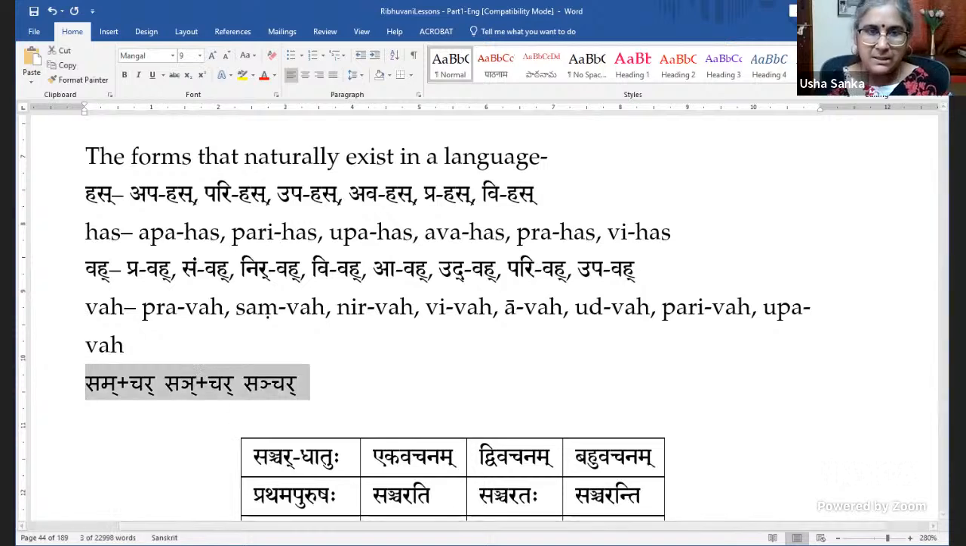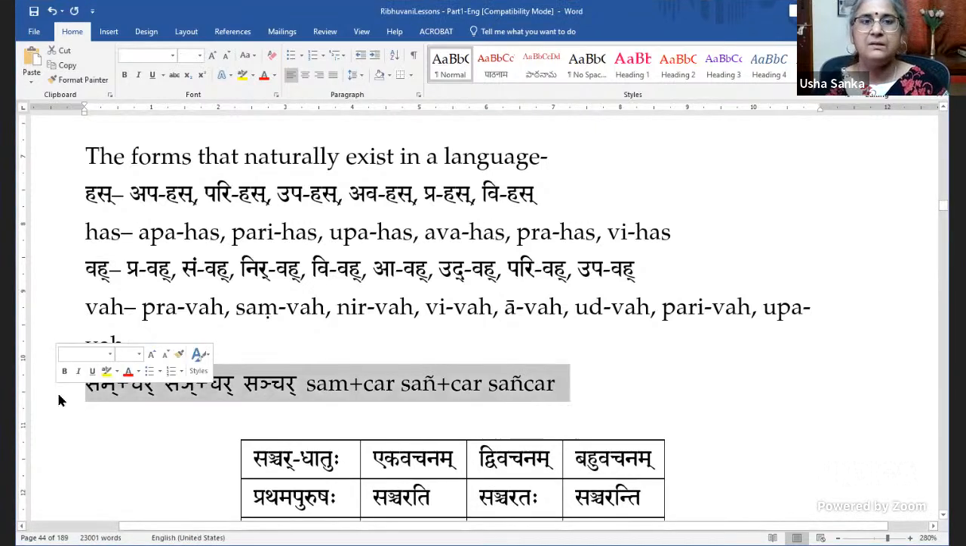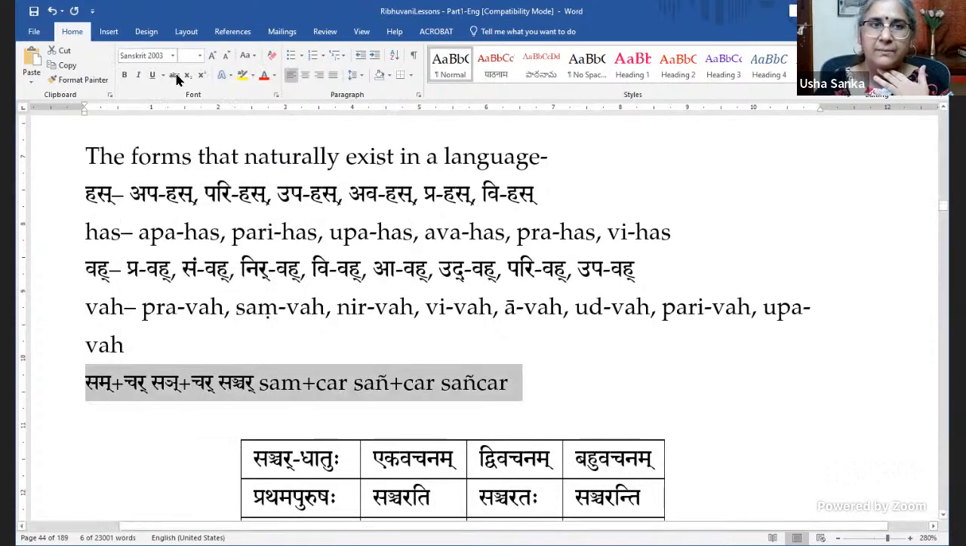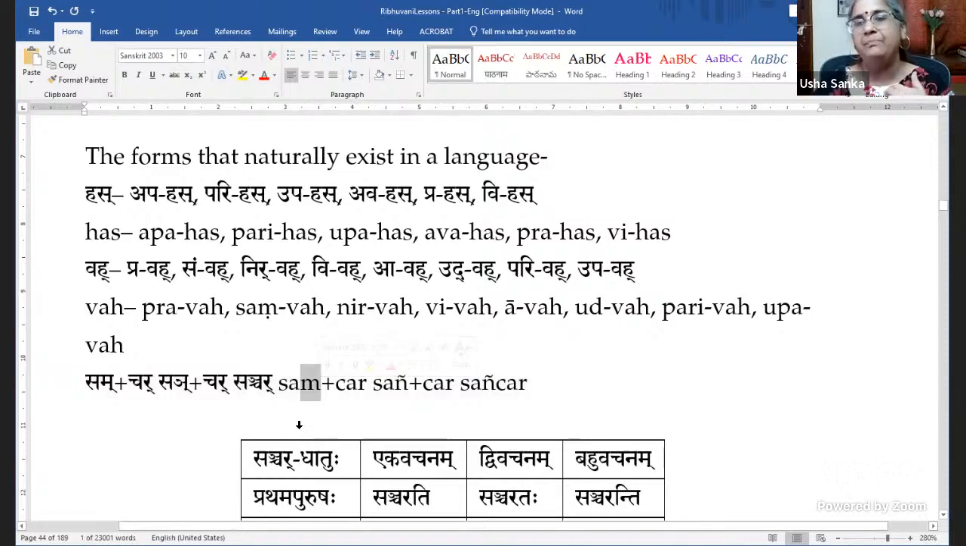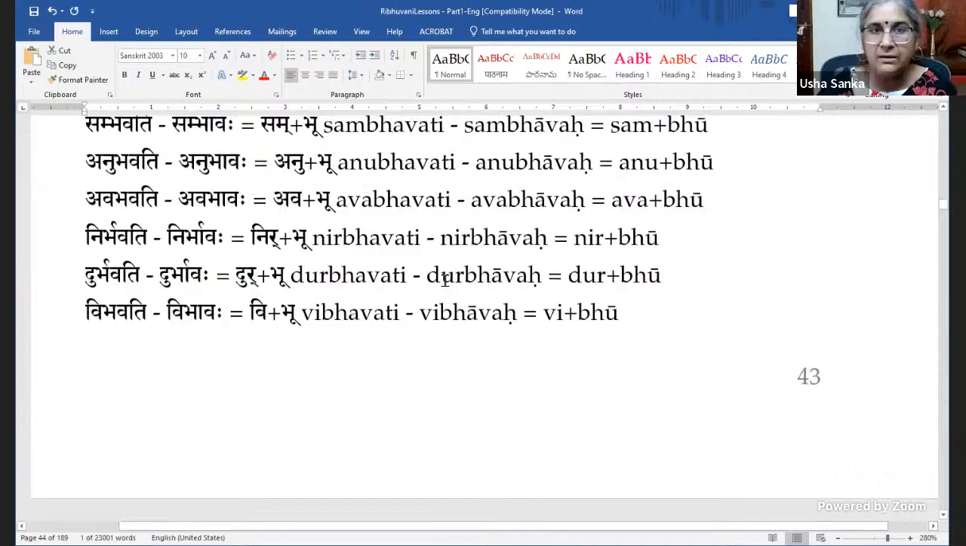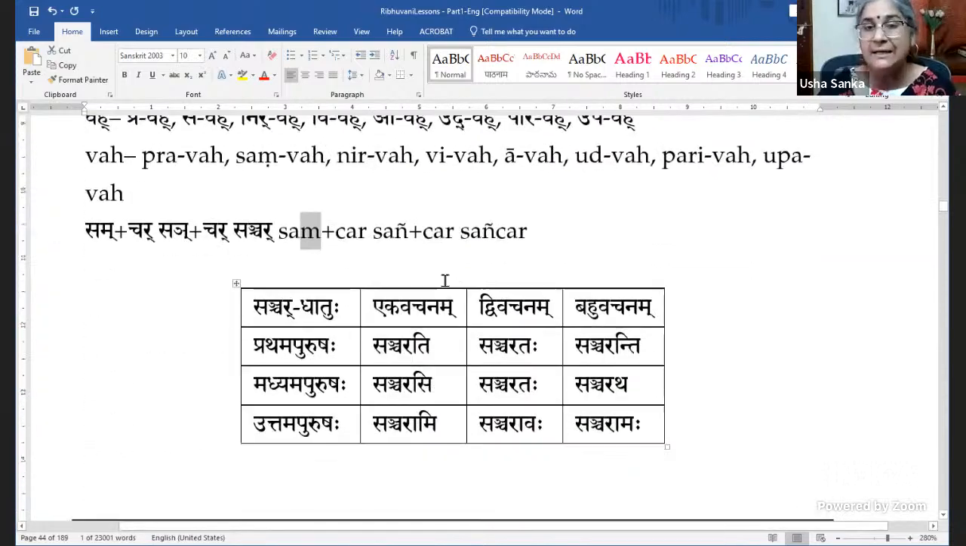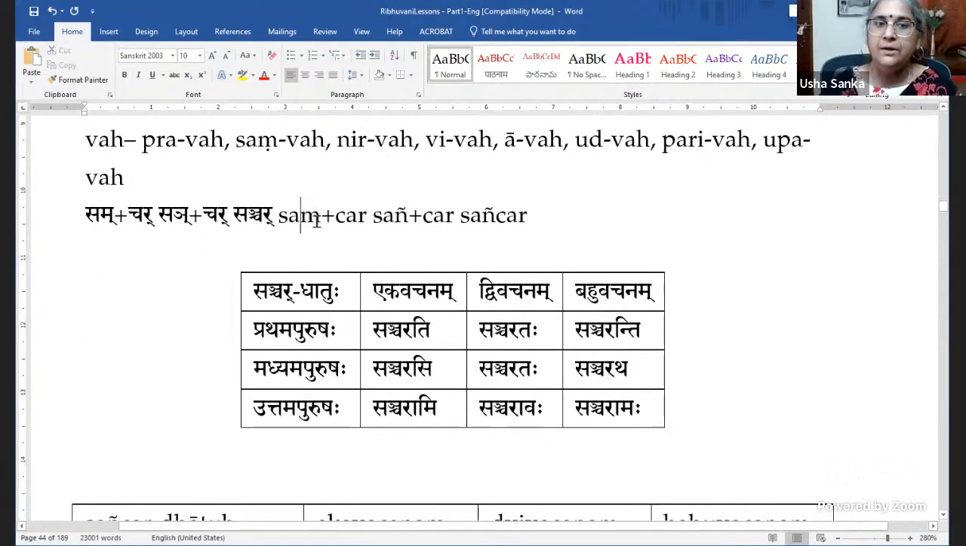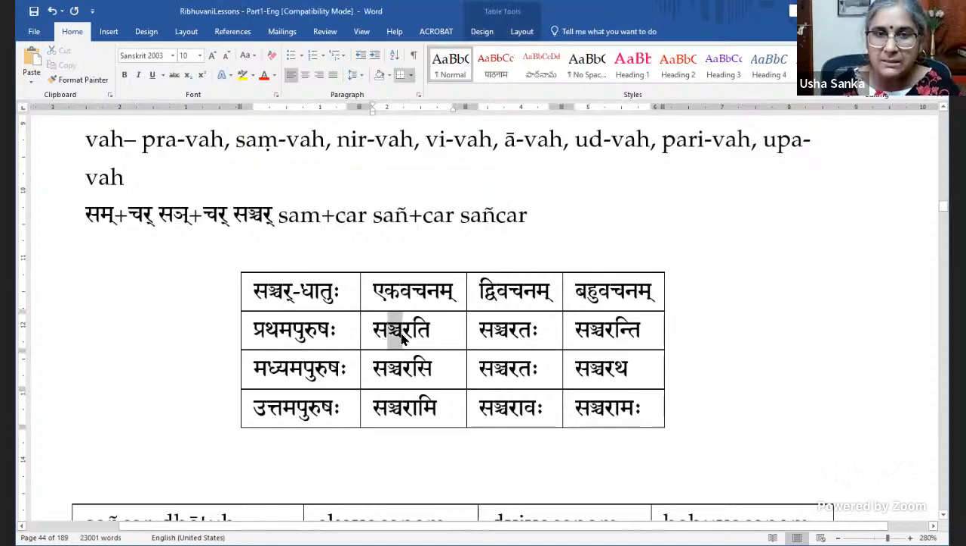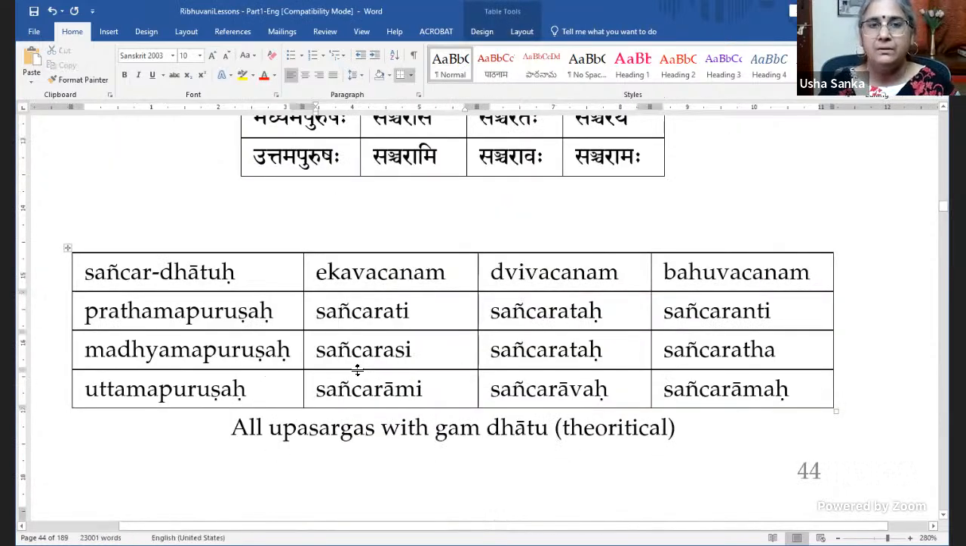So this is the sandhi area, see, this is how it is formed. Sam is actually the upasarga, but it changes, as I told you, like nis, nir, etc. The same thing: it also changes, and before cha it becomes san. So this combination I will show you here.